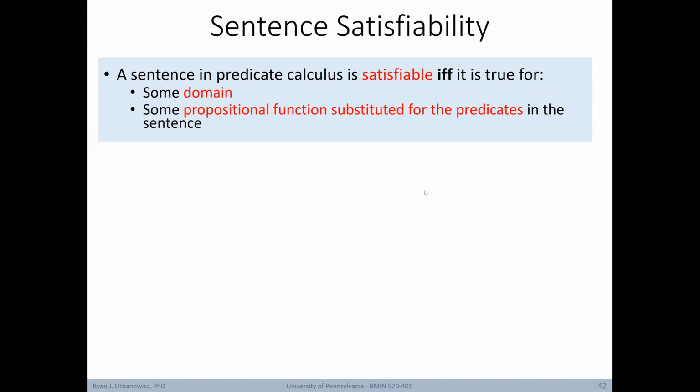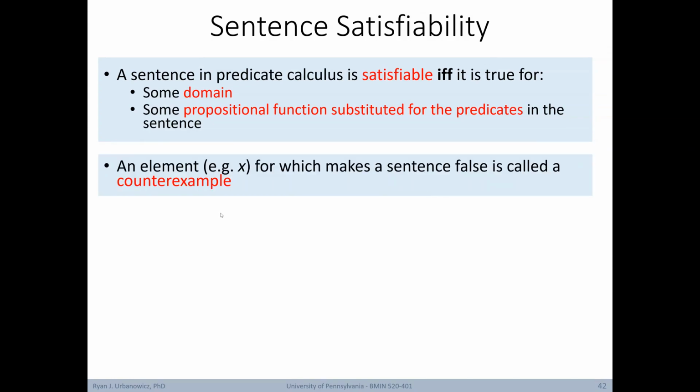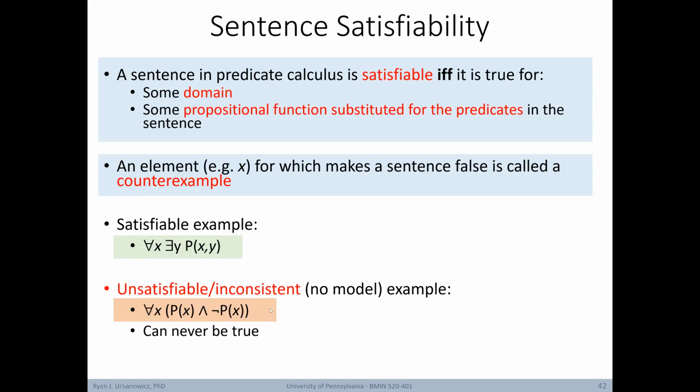A sentence in predicate calculus is satisfiable if and only if it is true for some domain and some propositional function substituted for the predicates in the sentence. An element, for example x, that makes a sentence false is called a counterexample. Here's an instance of a satisfiable formula. Here's an unsatisfiable formula similar to one that we've seen in propositional logic. Here we have an AND connecting P of x and not P of x. Therefore, this can never be true.